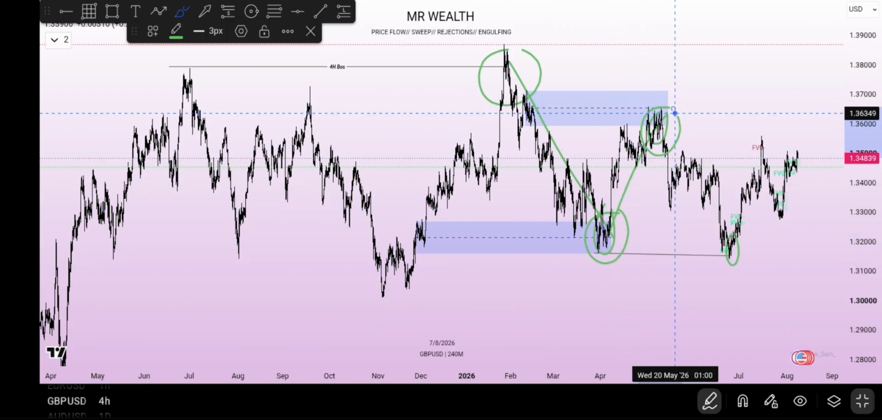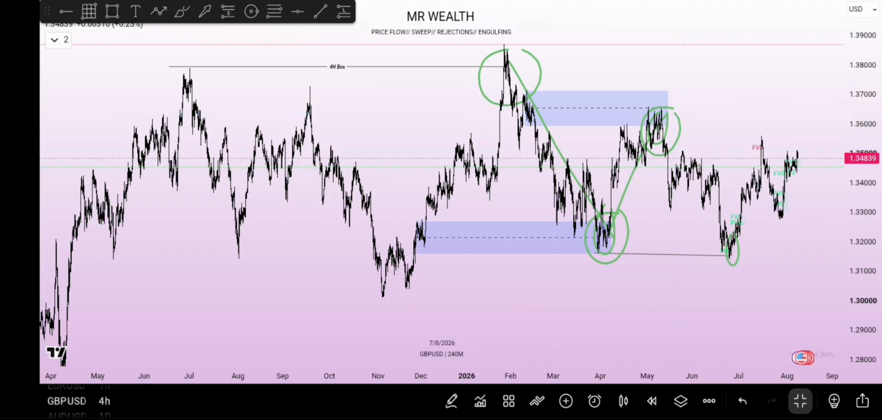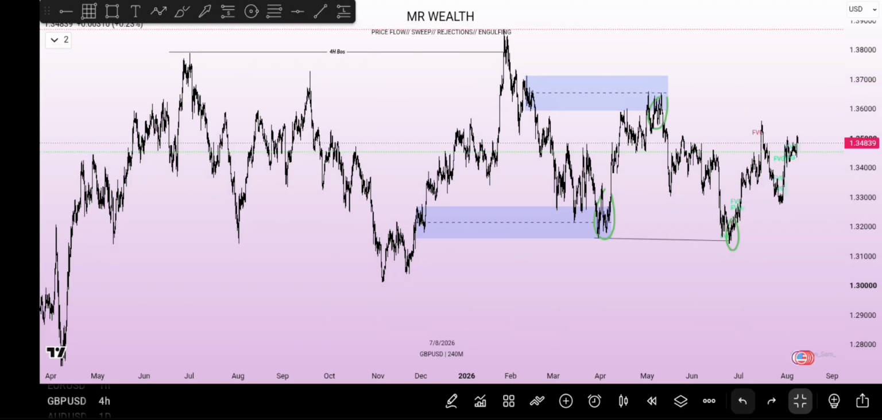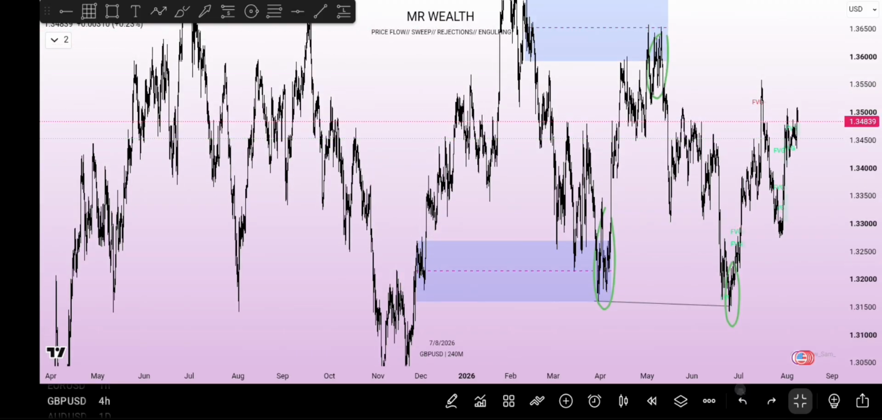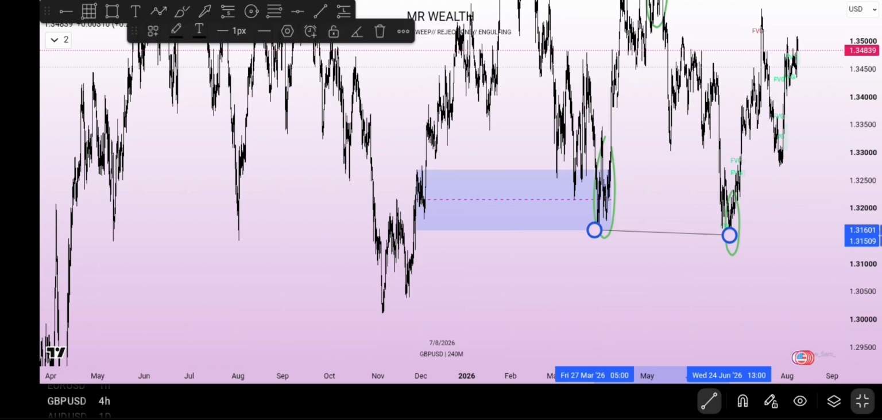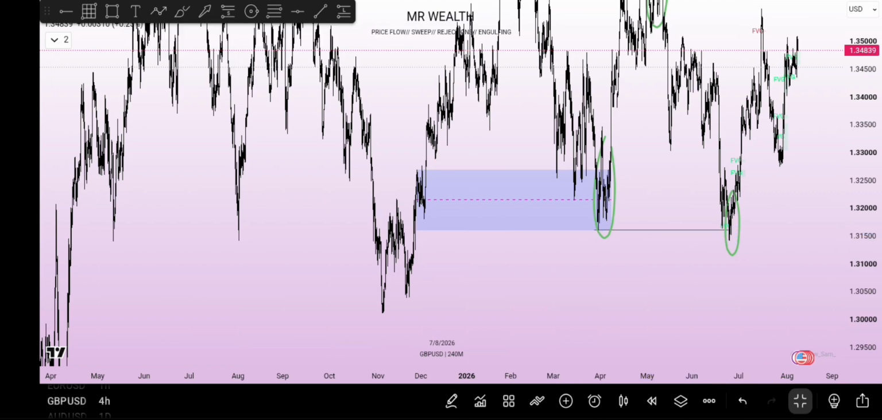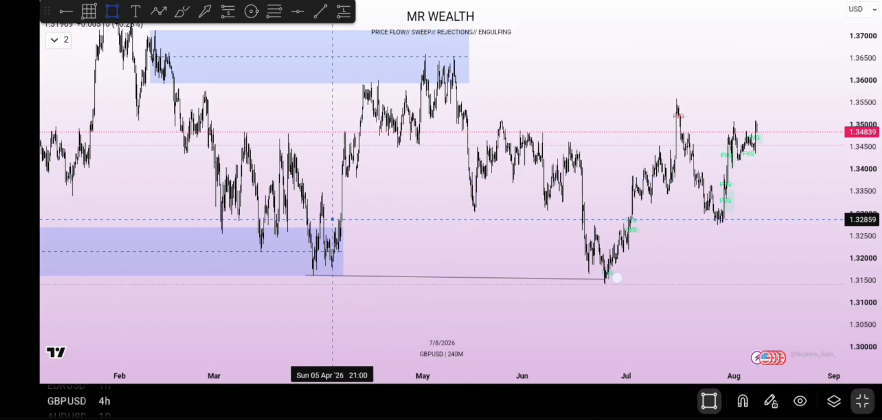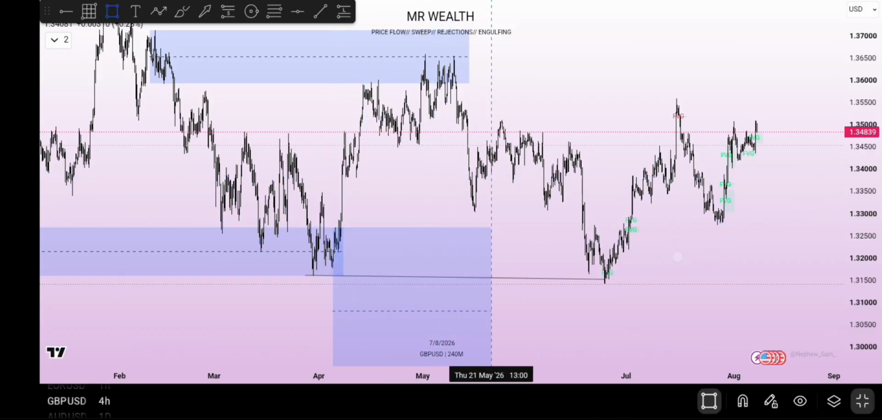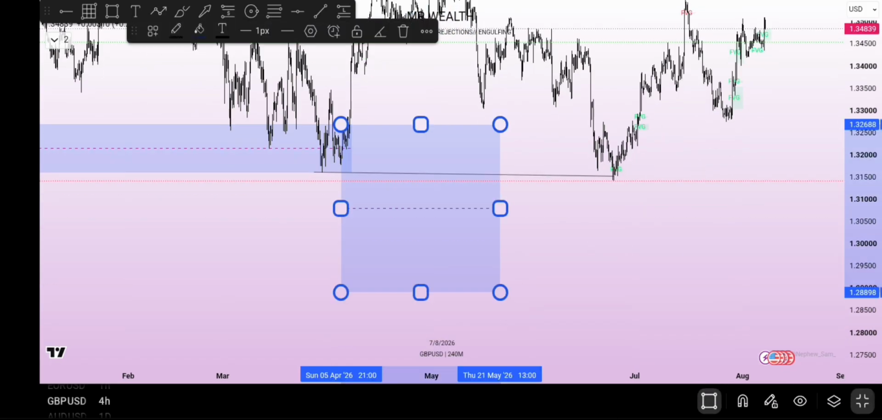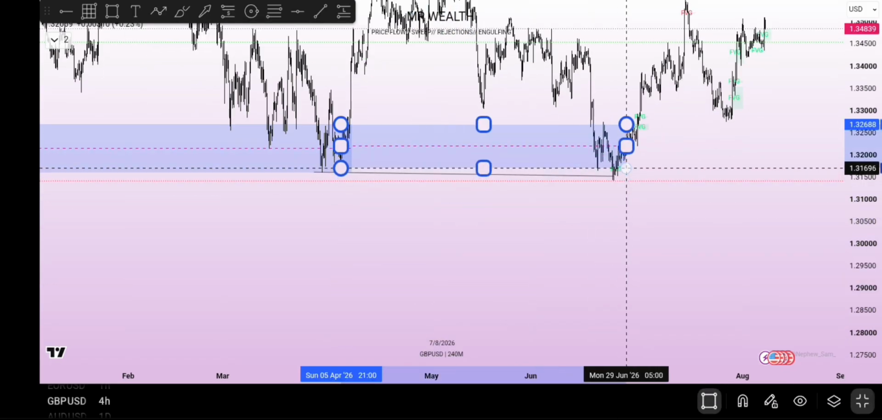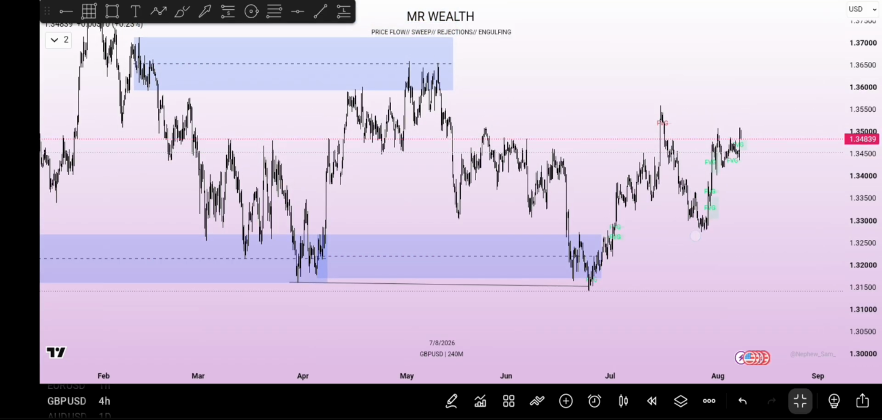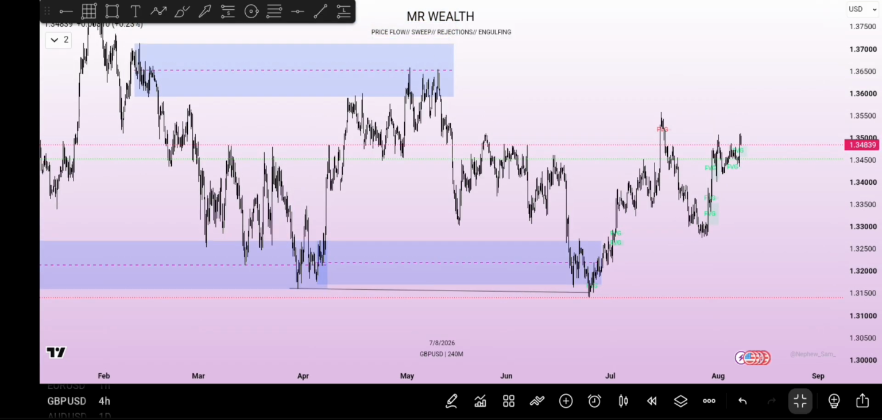So what we'll do now is go down to the 15 minutes time frame and look for our entry model, our sweep, reject, and engulf. So you can see there's a zone that will stop our market from going down further here. So that's what will be our exit points when we are selling.